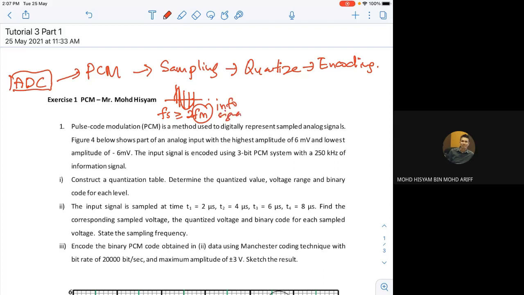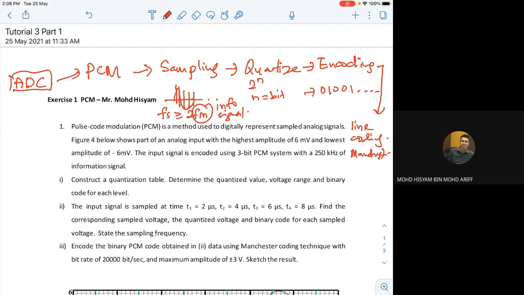How about the quantize? Quantize is something like you want to assign the level. You must know 2 power of n. Let's say n equals the bit. How many bits do you use? Now, after that, encoding. Encoding what? Serial bit stream, 0101. After encoding, normally we will go through line coding. Line coding, for example, Manchester, and so on.